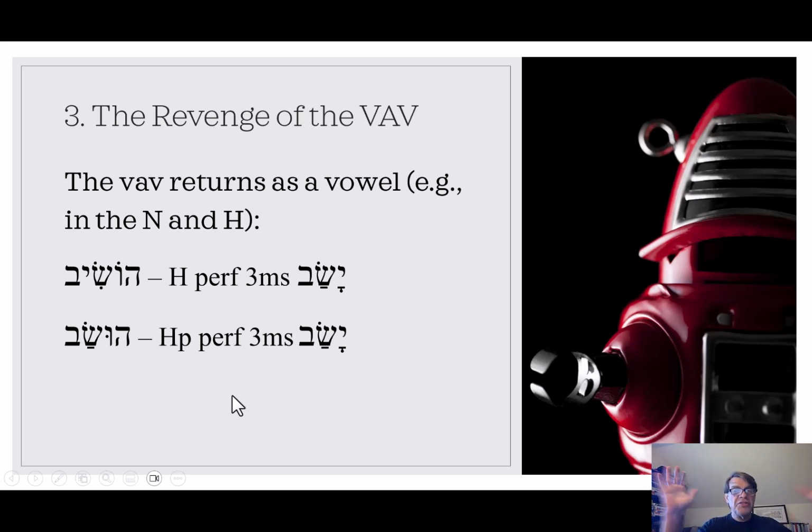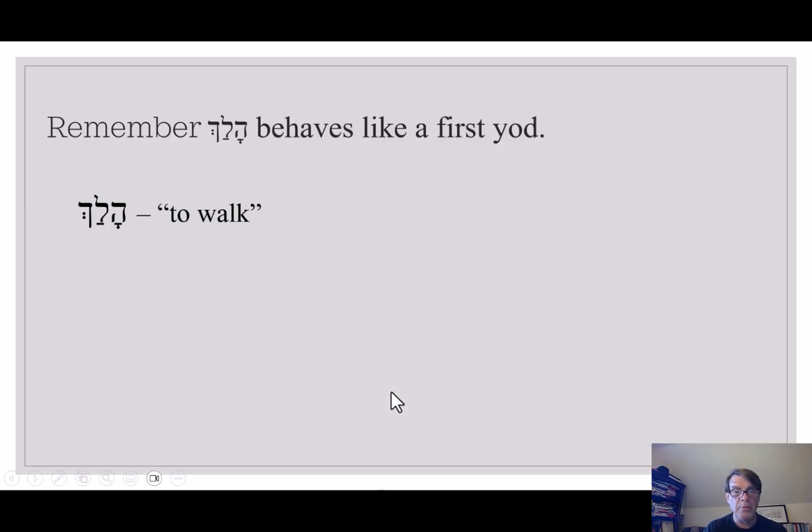Okay, so there are three things that first yod verbs do. Sometimes they take a hike, sometimes they become a vowel letter, but it's still there. And then sometimes the vav comes back as either a shuruk or a holam vav. One last thing I want to remind you of, we've seen it before, and that is that halak sometimes behaves like a first yod. So if I want to say, hey, you, walk, lech is the command, second masculine singular form of halak. Walk, lech, and you can see the hey goes away, just like we saw with some first yod verbs. Okay, well, this has been a video on the irregular first yod weak verb.